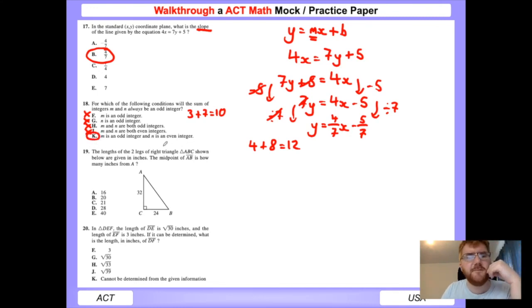So this one must be true by elimination, but let's just go through it. M is an odd integer, n is an even integer. Let's try that. So you get 3 plus 2, for example, that's equal to 5. Yeah, that does definitely work.